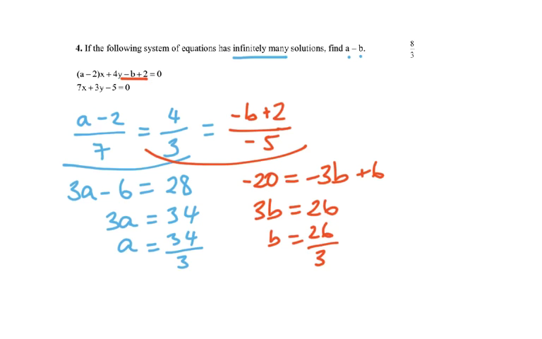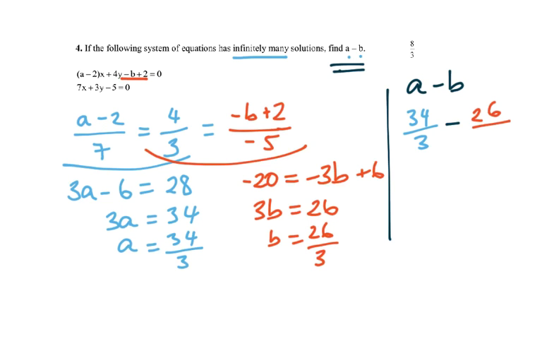The last thing, don't forget, to read the full question, we want to find the value of a minus b. So a minus b is equal to 34 over 3 minus 26 over 3. So it's a good thing that we left the answers in this form, because the denominators are the same. It makes it easy to simplify. Just subtract the numerators and we have 8 over 3. And check our answer. You beauty.